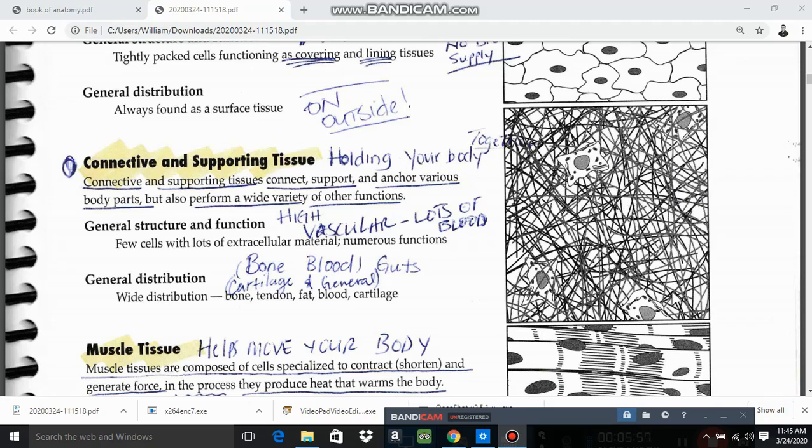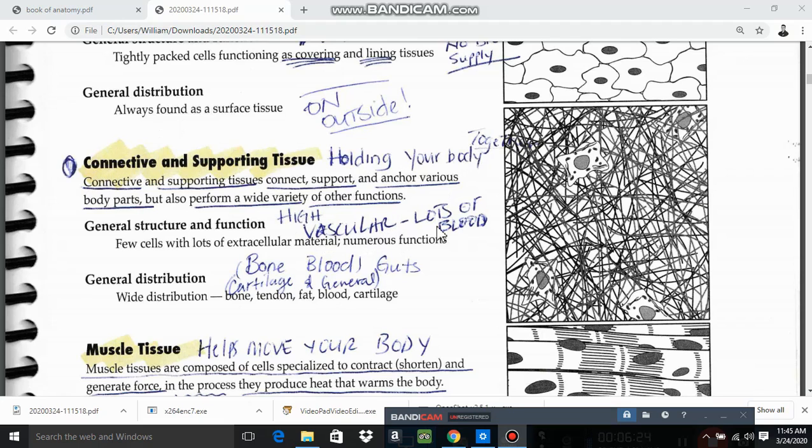So this holds your body together. And this is kind of what it looks like here. You have a lot of different fibers running back and forth, and you can see the cell bodies inside those fibers. Connective and supporting tissue connects and supports and anchors various body parts, but also performs a wide variety of other functions. So here's some good notes. Connective and supporting tissue, holding your body together.